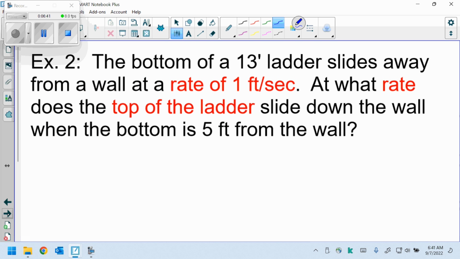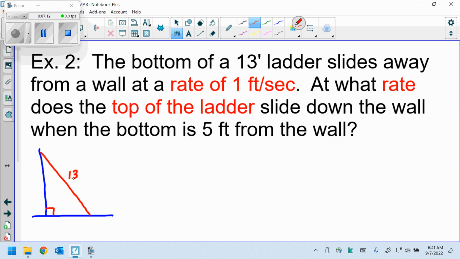Now we got the ladder problem. Bottom of a 13-foot ladder is sliding away from a wall. That's not good. Hopefully nobody's on it. We've got a wall. Well, let's say that's a vertical wall. Not really well drawn. There's a floor. There's a ladder. So we're going to again assume that this is a nice perpendicular situation here where we've got a 13-foot ladder.